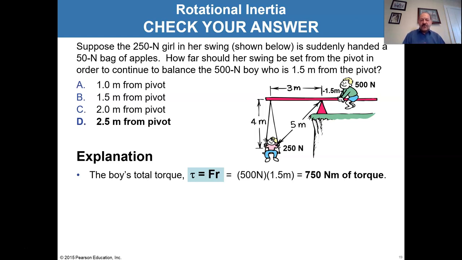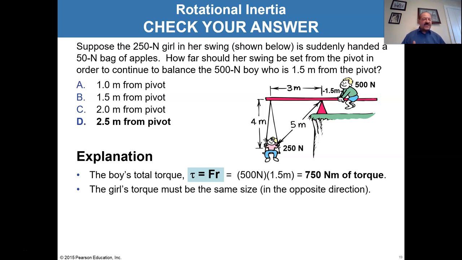You might remember that a newton meter is a joule of energy, but this is not an energy thing, so we never use the term joules for these. We call it newton meters for torque. That's the unit. But this means that she has to have exactly the same torque, 750 newton meters, just pointing in the opposite direction. Now look at her right now.